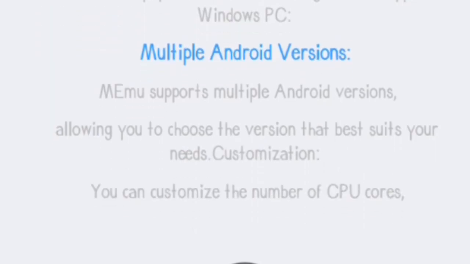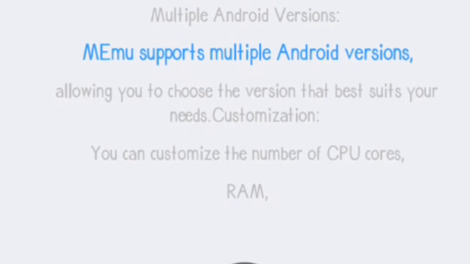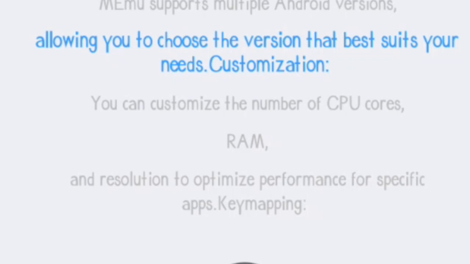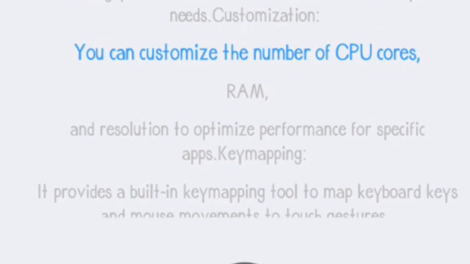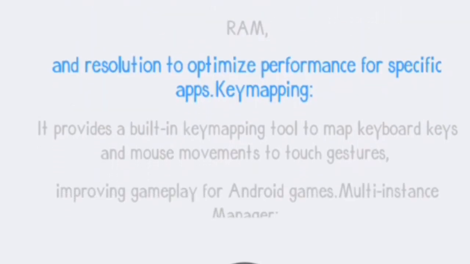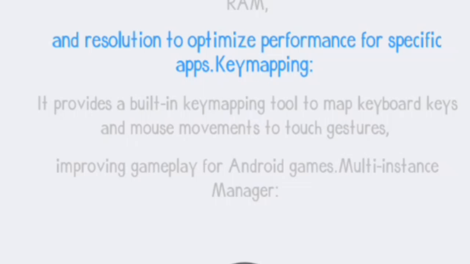Multiple Android versions. MEmu supports multiple Android versions, allowing you to choose the version that best suits your needs. Customization. You can customize the number of CPU cores, RAM, and resolution to optimize performance for specific apps.